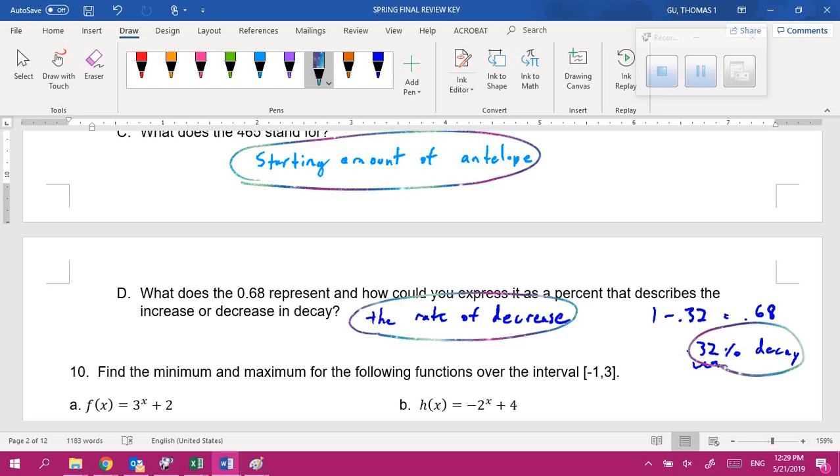Does that make sense how you got the 32? It's not 68, okay? 68 is what's left after you subtract that 32%. And that's number 9.